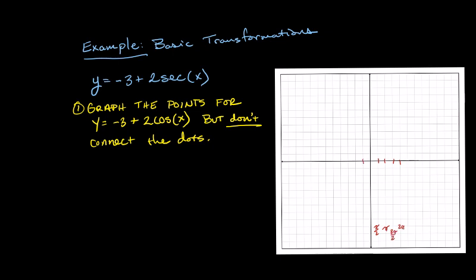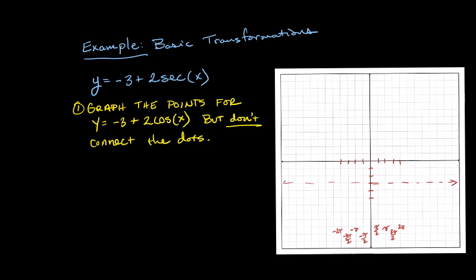Okay, and we'll go and do another one as well. So -2 pi, -3 pi halves, -pi, and -pi halves. Okay, so there are x values. We've got a vertical shift down 3, and then we're going to end up probably going 2 more at some point.